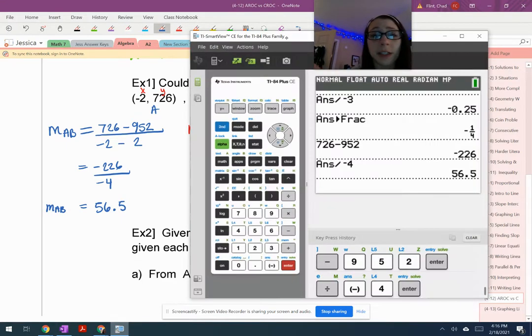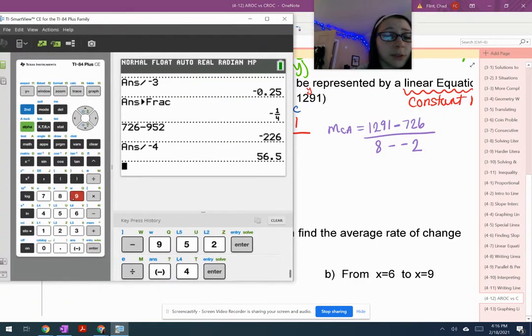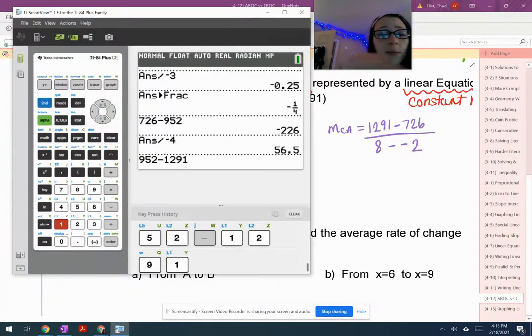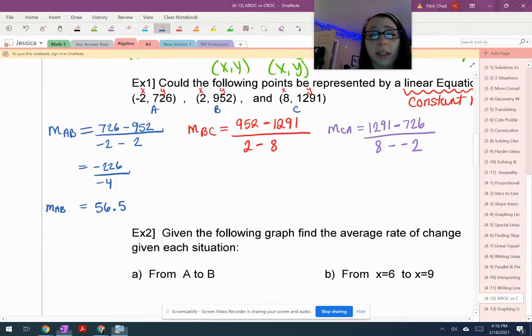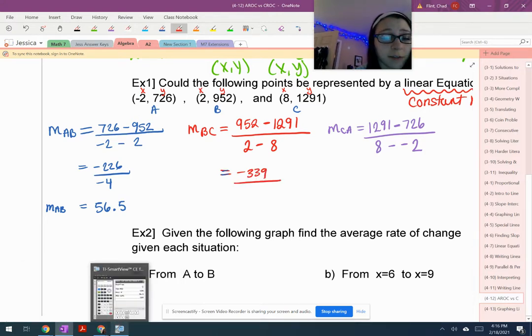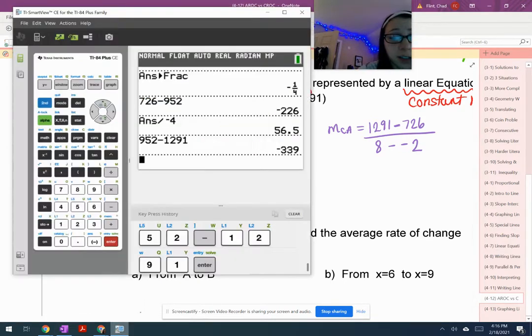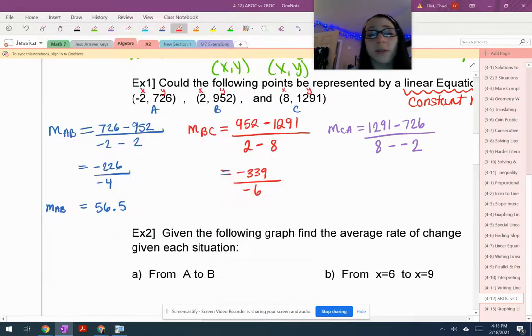So now for B to C, or our red piece, for 952 minus 1291. Yep. And that gives us -339. Oops, red. -339. My dog just got home from a walk, so it's going to be like an elephant in here soon. Oh, and 2 minus 8 is -6. Divide -6 is equal to, look at that, conveniently 56.5.